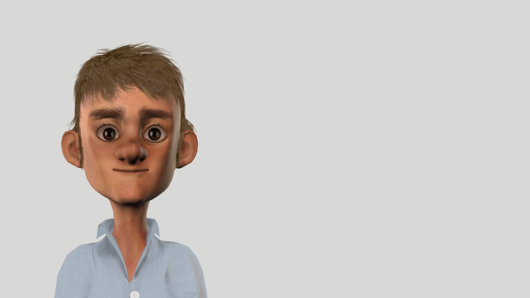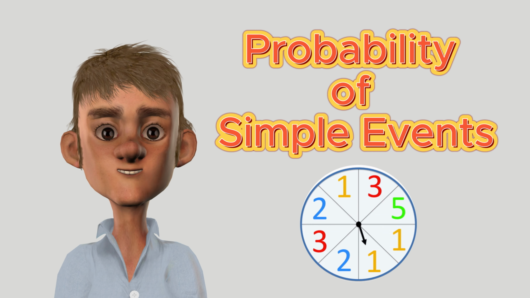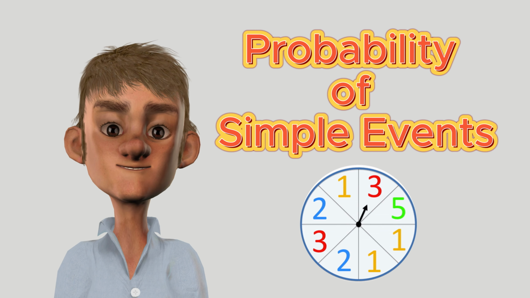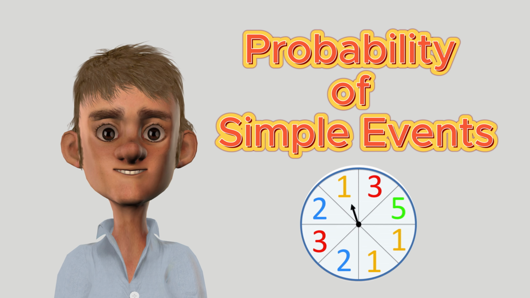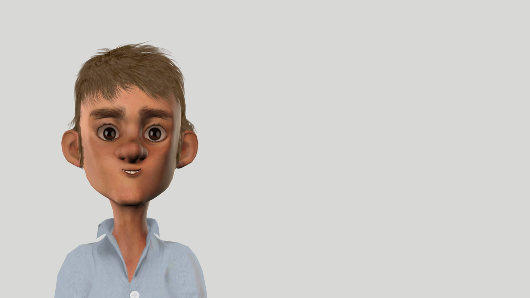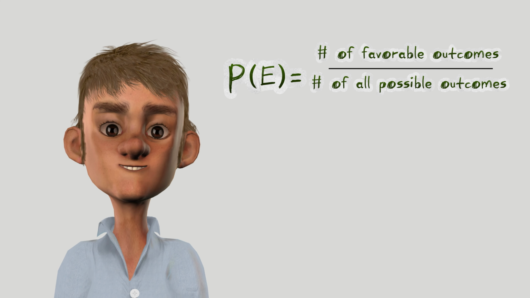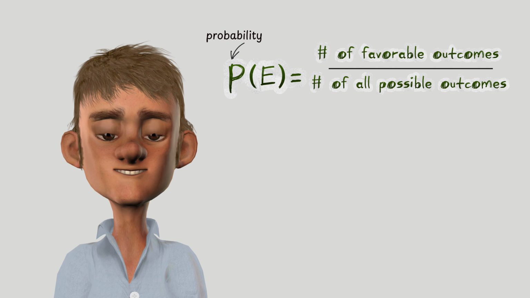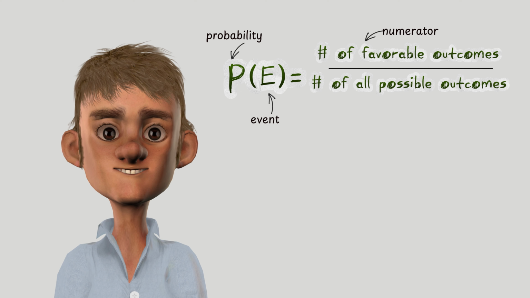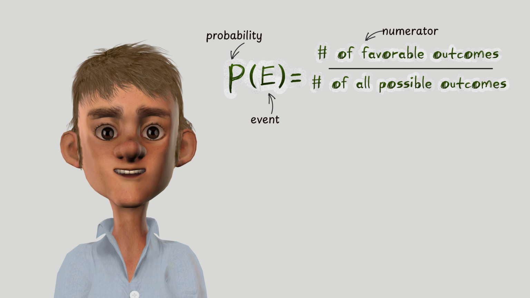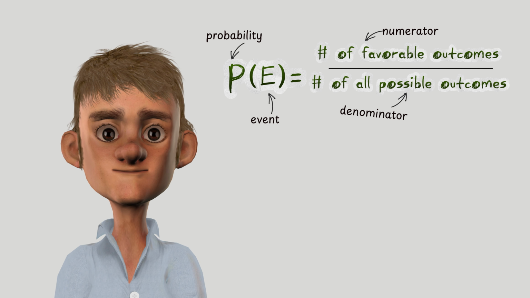In this video, we will talk about probability of simple events. When you say probability of simple events, this is a simple event of probability that does not need a complicated computation. Let's talk about this formula. P stands for the probability, and E is for the event. And this numerator is the number of favorable outcomes over the possible outcomes.